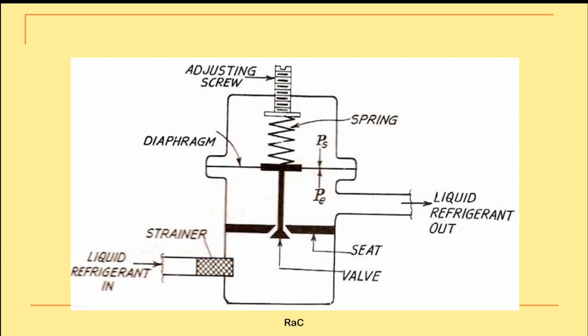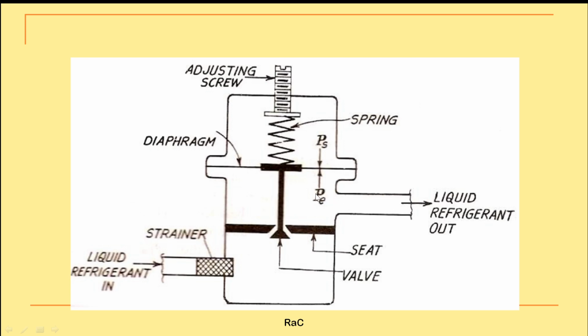So let us see the construction. You have a spring. The tension in the spring is adjusted or preset using this adjusting screw, of which the pressure is PS. This PS is the spring pressure, and you have the diaphragm here. One end of the valve is connected here, and this is the needle valve and valve seat, and this is the exit to the evaporator, and this is the entry from the condenser. The refrigerant will be flowing in this way from here to here. PE is the evaporator pressure.